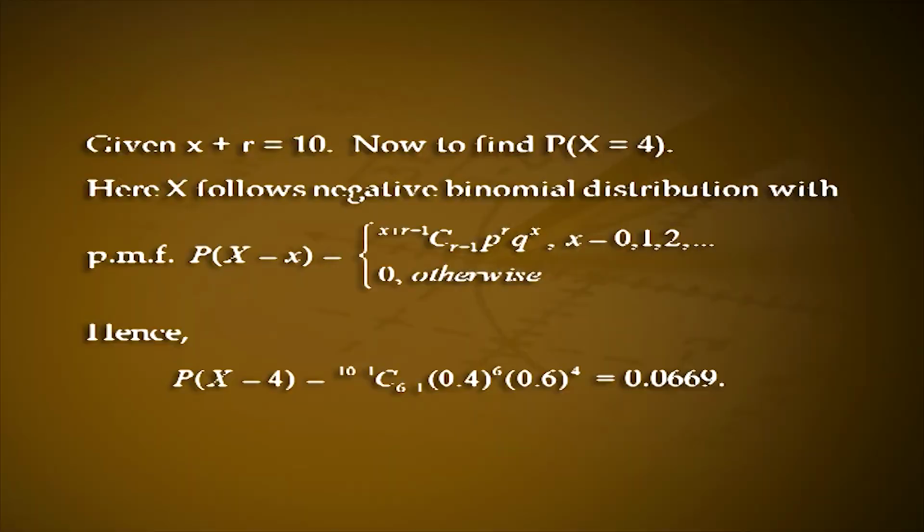0.0669. Problem 10. If the probability that a person will believe a rumor is 0.6, find the probability that the 10th person to hear the rumor will be the 3rd person to believe.